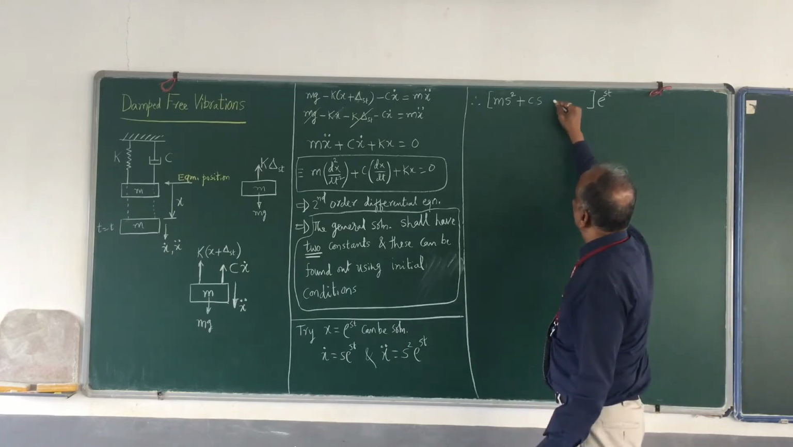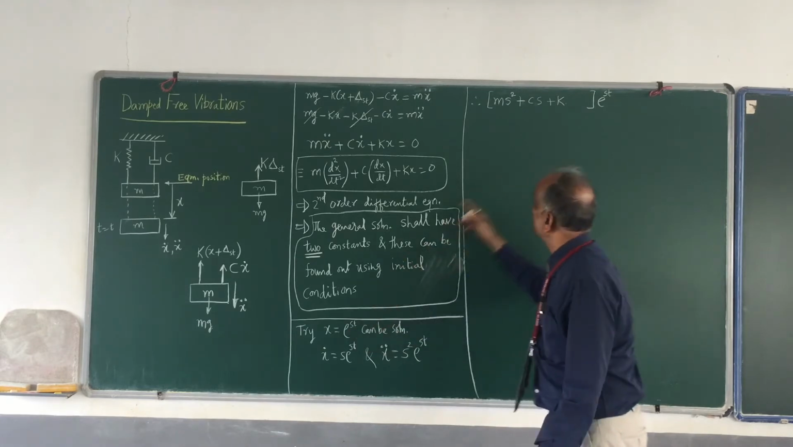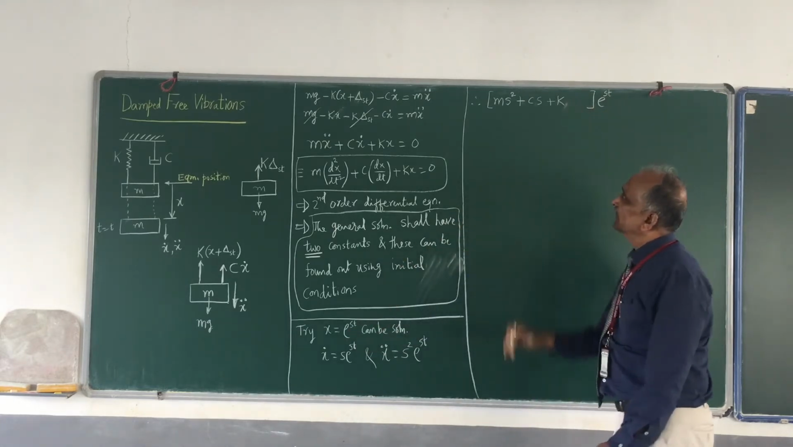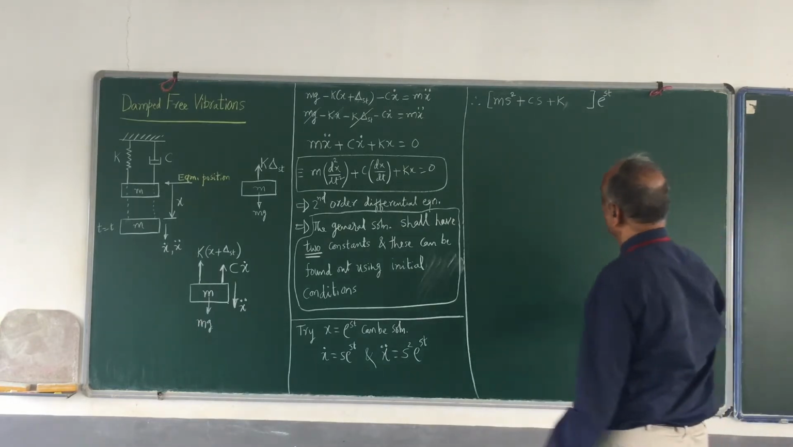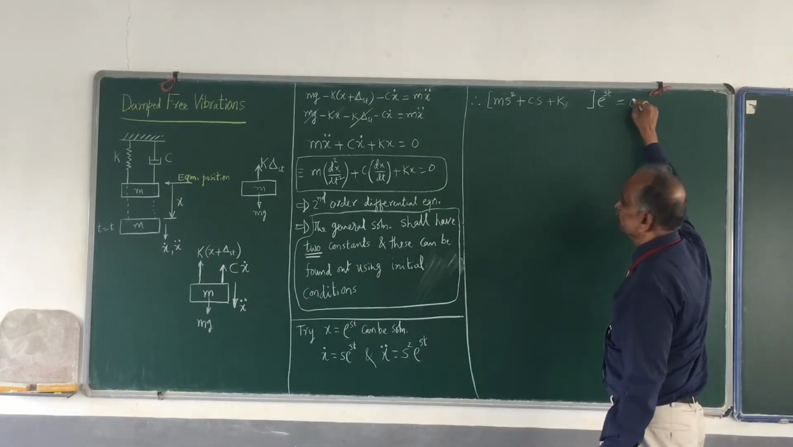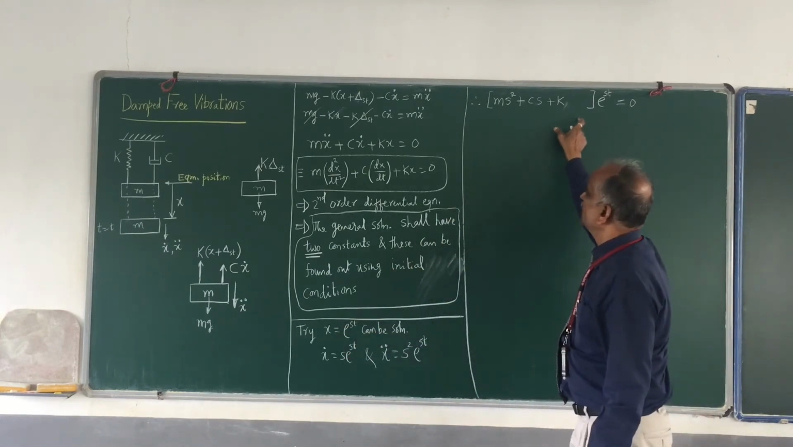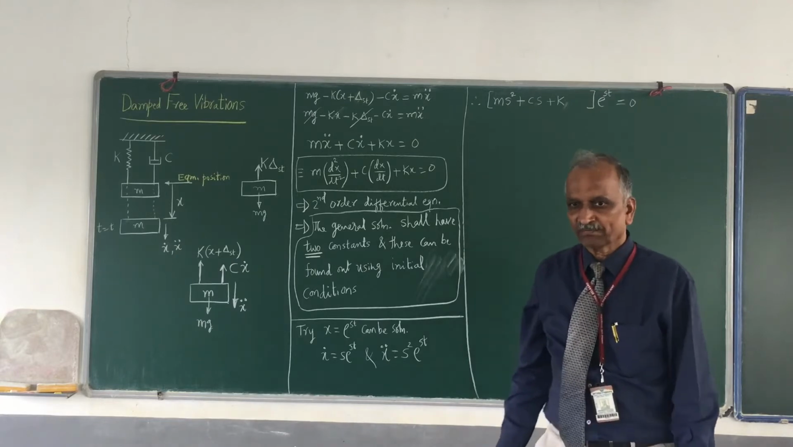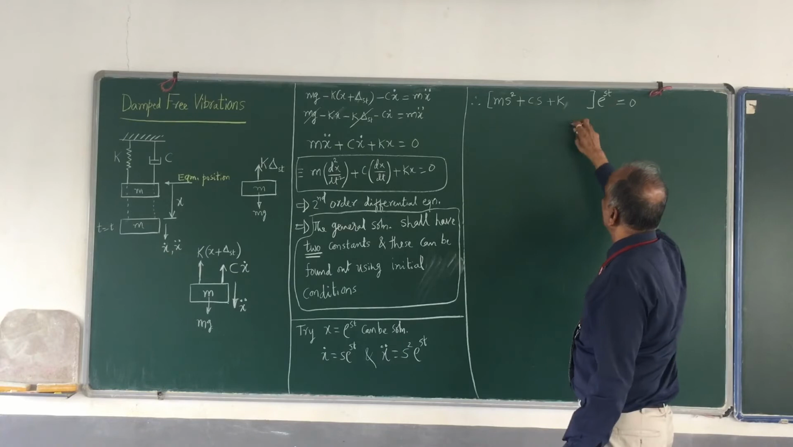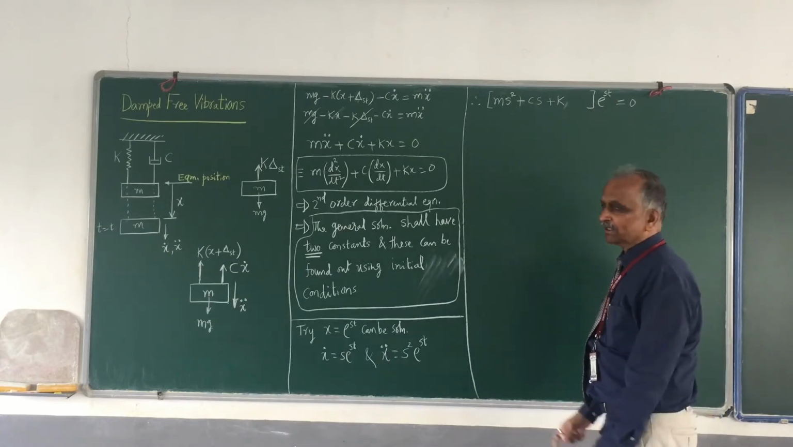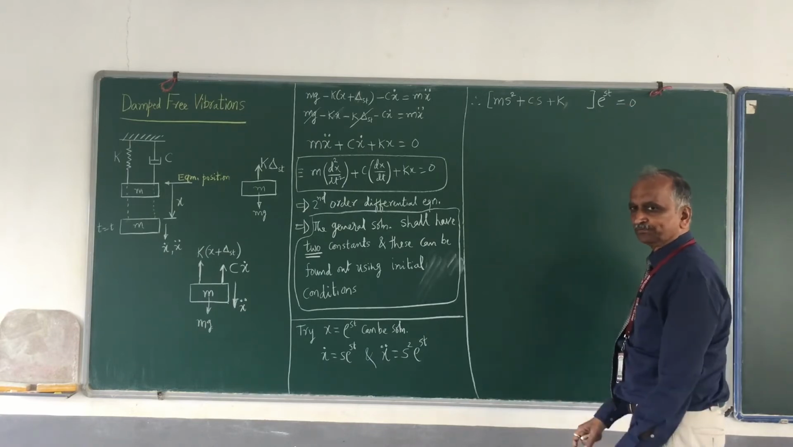Plus k into x. x is what? e raised to st. That has been taken outside. So (m s square plus c s plus k) into e raised to st. This must be equal to 0. If this is the solution, then this condition also must be satisfied. Here I have two terms, one within the bracket, the other outside, and the product of the two must be equal to 0.